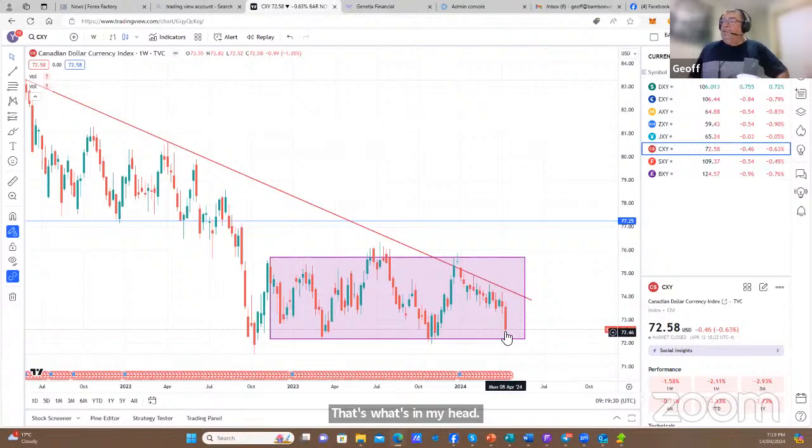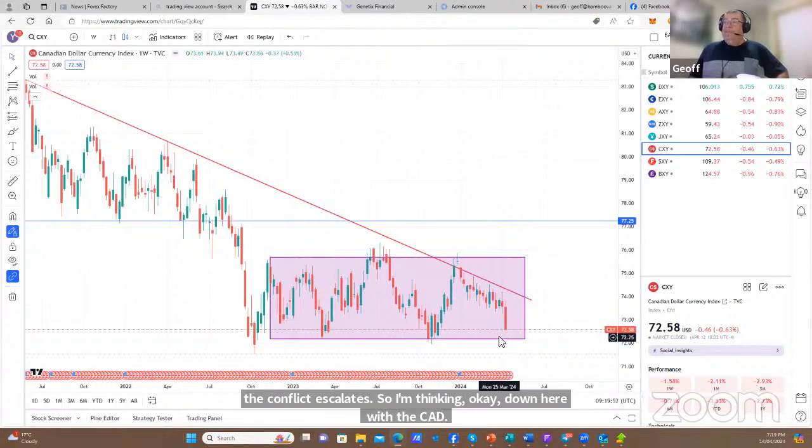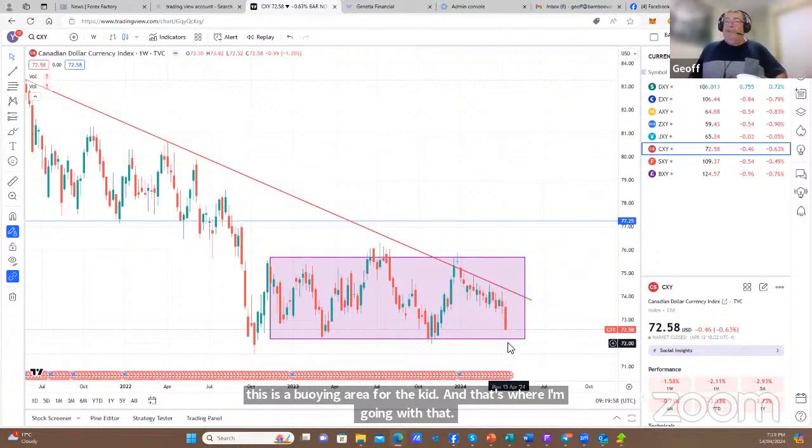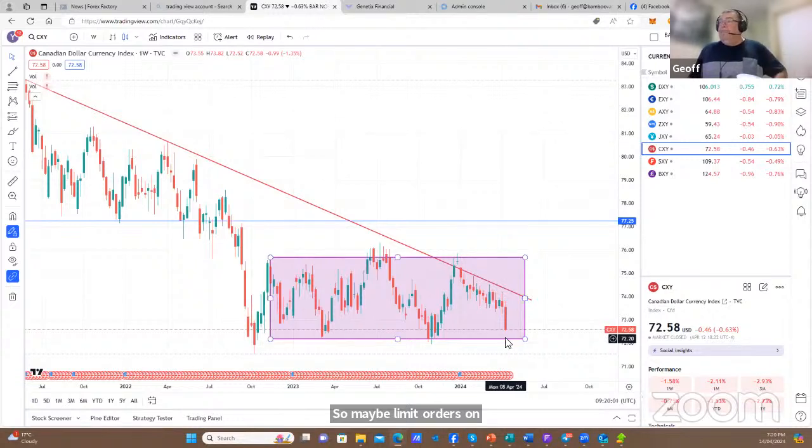So I'm not discounting that the CAD can go to support this week. I am discounting that it won't rally, because I think it can, perhaps on the back of oil, if the conflict escalates. So I'm thinking, okay, down here with the CAD, but this is a buying area for the CAD. And that's where I'm going with that. So maybe limit orders on CAD versus Kiwi. Maybe limit orders on CAD versus the euro versus the pound. So let it slip a little bit, find the support, then be a buyer.